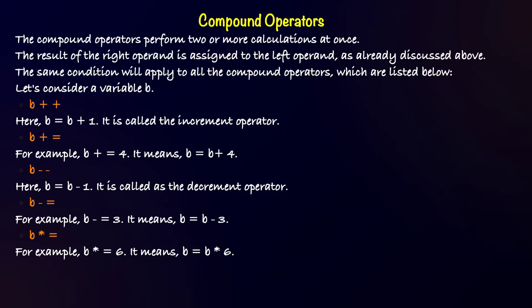Now comes B minus minus. The B dash dash. So B dash dash, like B plus plus, is B minus 1. It is called the decrement operator, of course, the opposite of the increment operator.